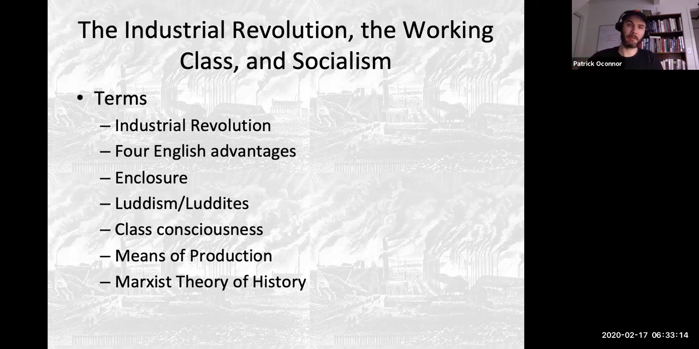It's a worldwide phenomenon, but like I said, it occurs at different times depending on place. It occurs at different rates depending on place, like how quickly a place industrializes is not necessarily the same everywhere. But it developed earliest and it developed most quickly in England.